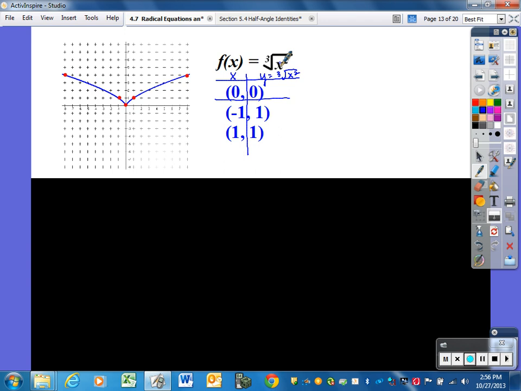3 squared would be 9, cube rooted. Doesn't work. 4 squared is 16. Cube root of 16 is not 4. So I could also have 4 squared, 16. Oh no, not cube root. Looks like we have to go all the way to 8. 8 squared is 64. Cube rooted is 4. So we could do 8, 4 if we wanted, or negative 8, 4. But notice, when I plot those points, 0, 0, 1, 1, 8, 4, negative 1, 1, negative 8, 4, I get the seagull.